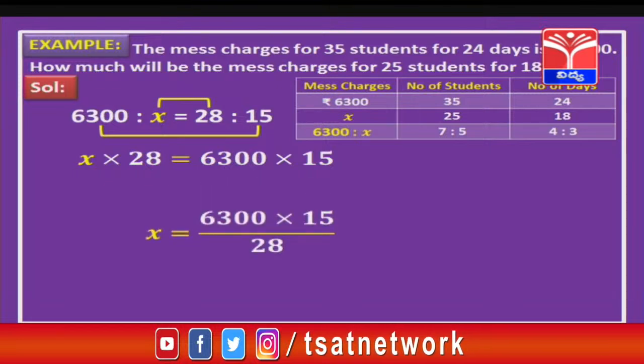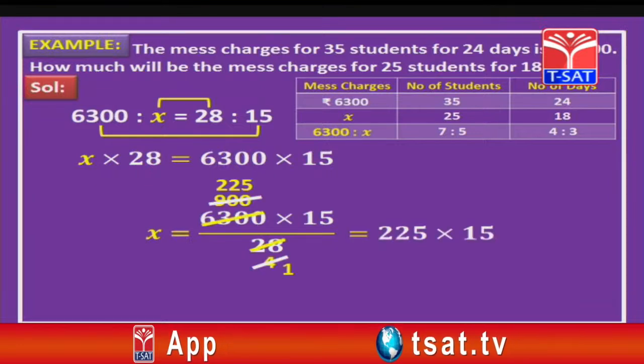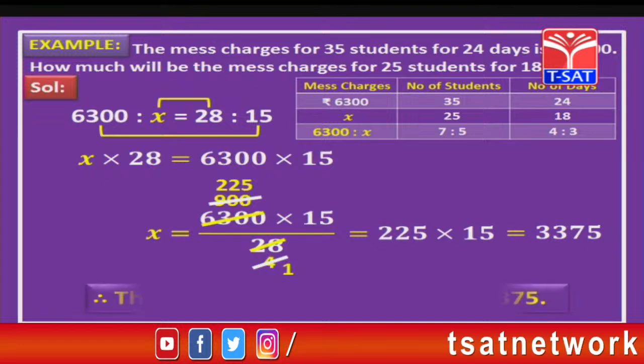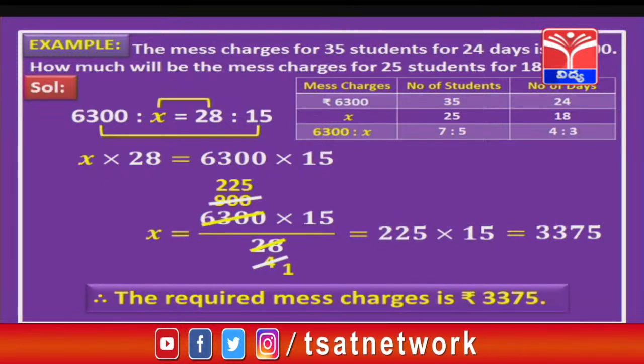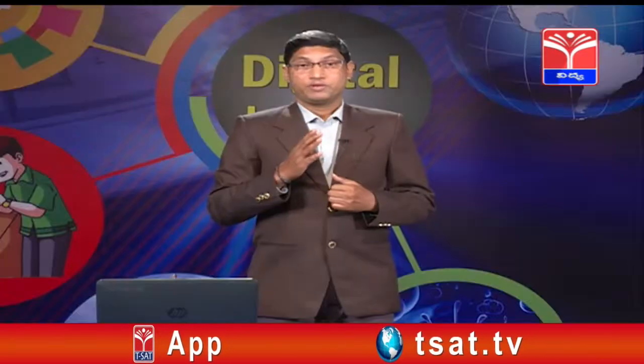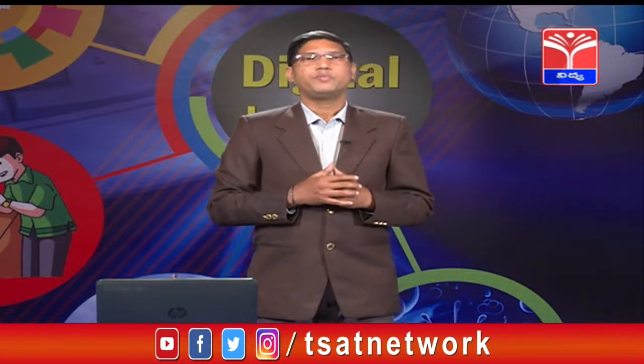Now, x value is equal to 6300 into 15 divided by 28. Let us simplify this, children. What is left now? 225 into 15, and multiplying this you get 3375. Hence, I can say that the required mess charges is 3375 rupees. So children, I hope you have understood the concept of compound proportion. Till now we have seen direct proportion, inverse proportion, and also compound proportion.